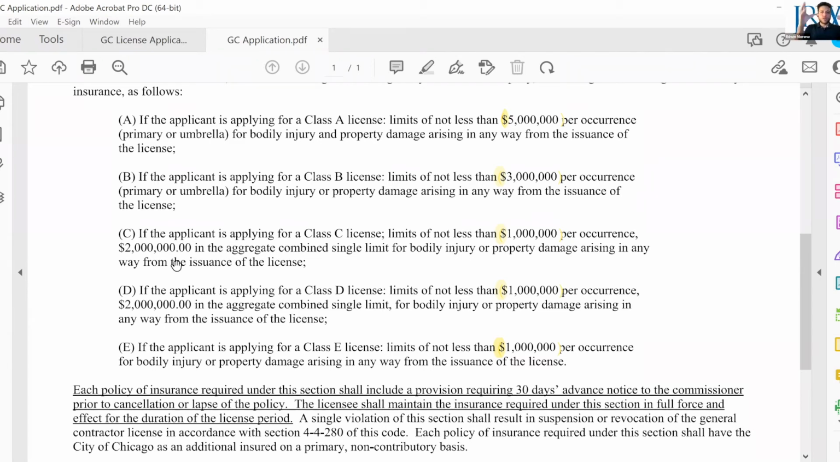But for one occurrence, one time, the instance where that claim occurred, you have $1 million for that, and then you have up to $2 million total. And that's for the policy, that's for the term, right, for the year of the policy, okay? So your standard policy will be able to give you these limits that are required for these 3 license types.